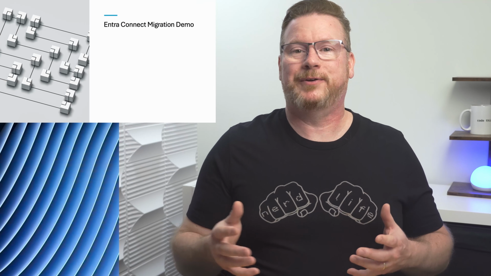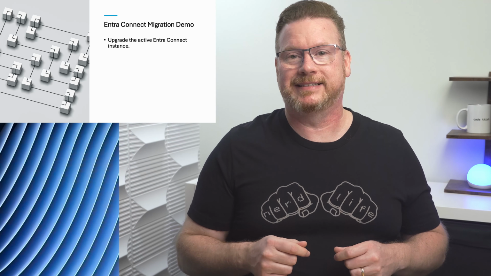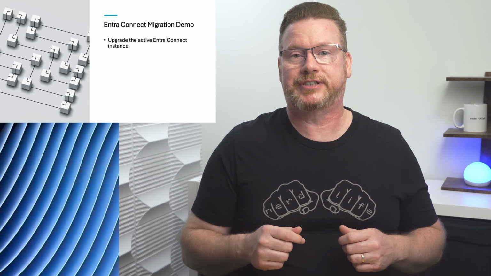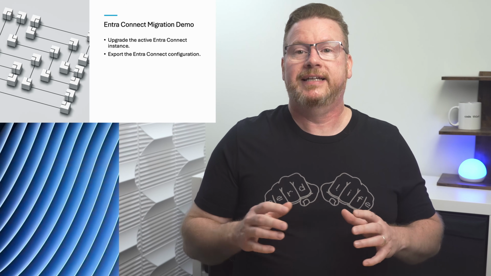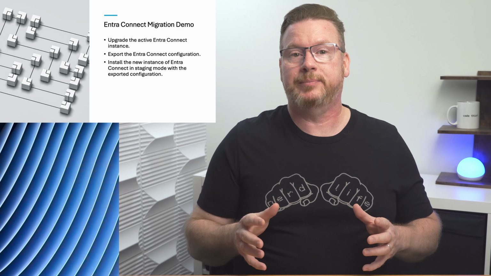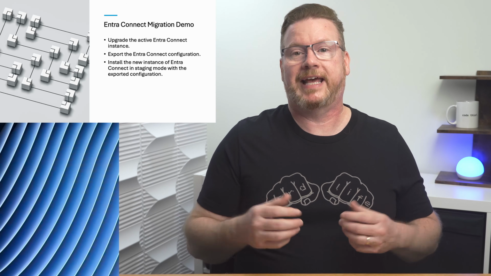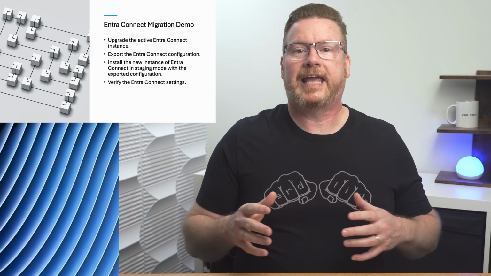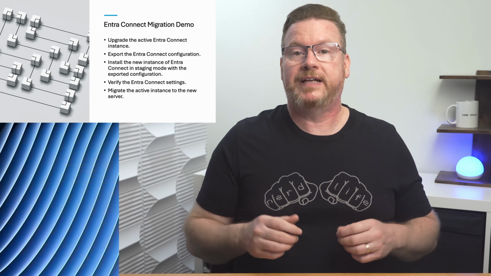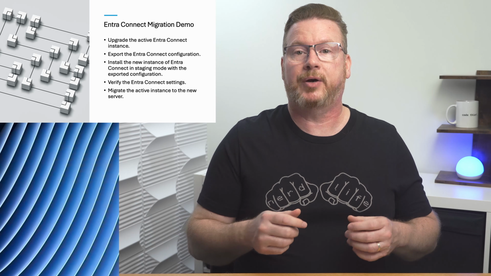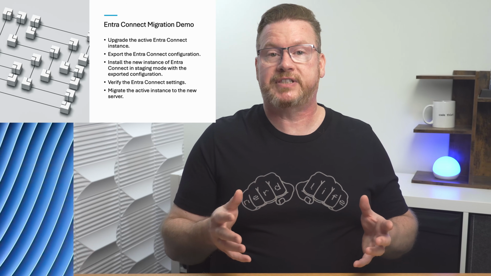The process we'll follow in the demo coming up starts by updating the existing Entra Connect server to the latest version. Then we'll export the configuration to use on the new server. Next, we'll install Entra Connect in staging mode on the new server using that exported configuration. We'll look at options to verify the settings match on the two servers. And finally, we'll finish by placing the old server in staging mode and moving the new server out of staging mode, making it the active instance. Let's go to the active server to get started.